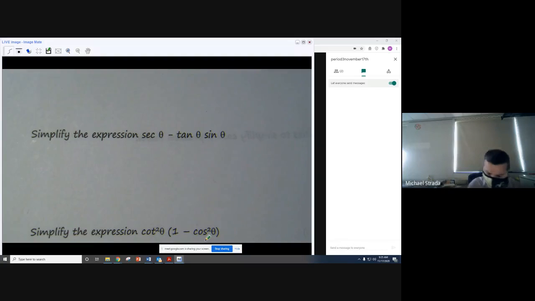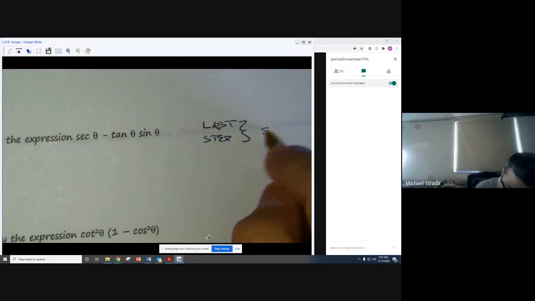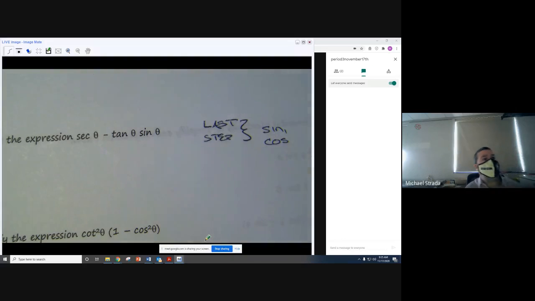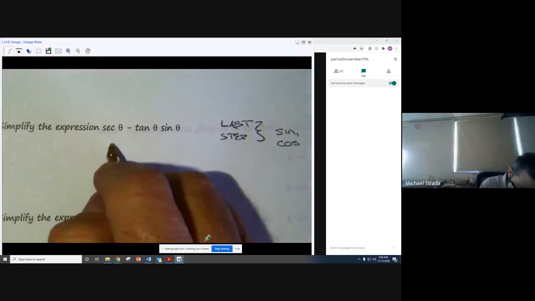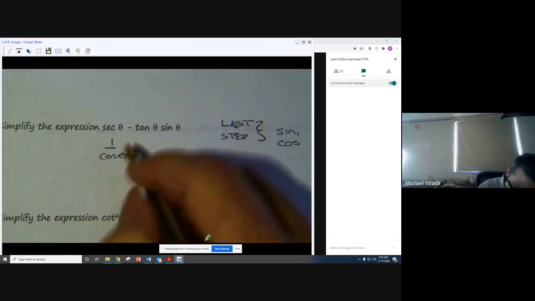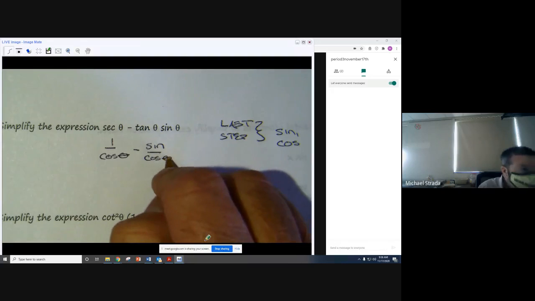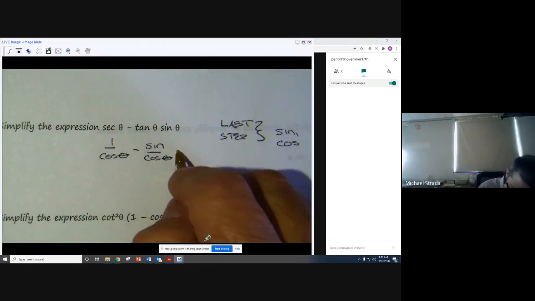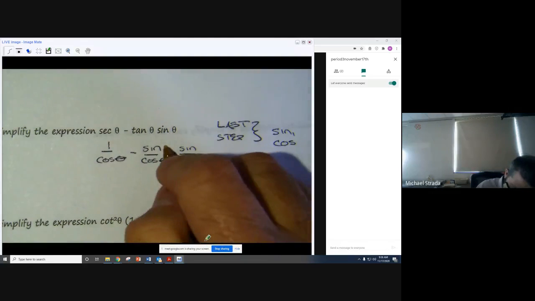So when you don't have fractions, your last step is to rewrite everything in terms of sine and cosine. So if you have nothing squared, no GCFs, no fractions, your last step is sine and cosine. So basically secant becomes 1 over cosine, because that's a reciprocal identity. Tangent is sine over cosine. And then sine is just sine. Your choice if you want to write the theta over and over again, it's completely up to you.